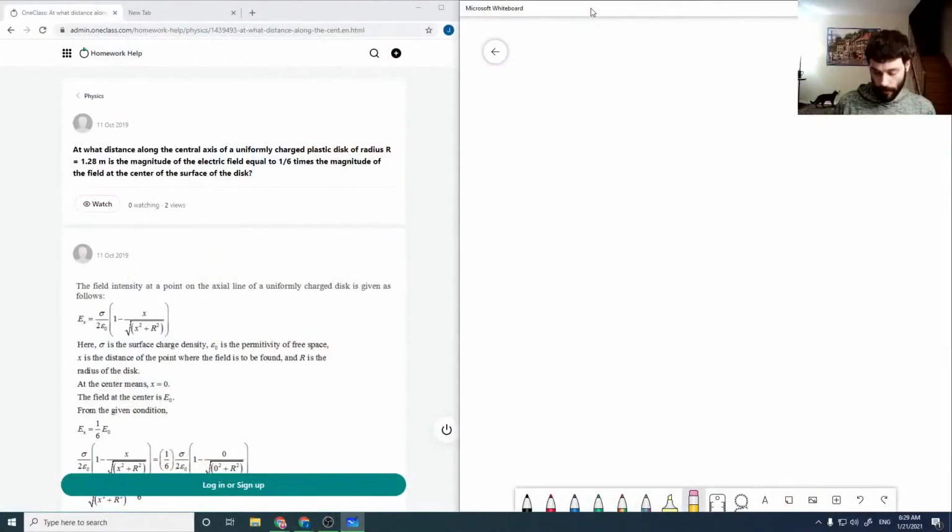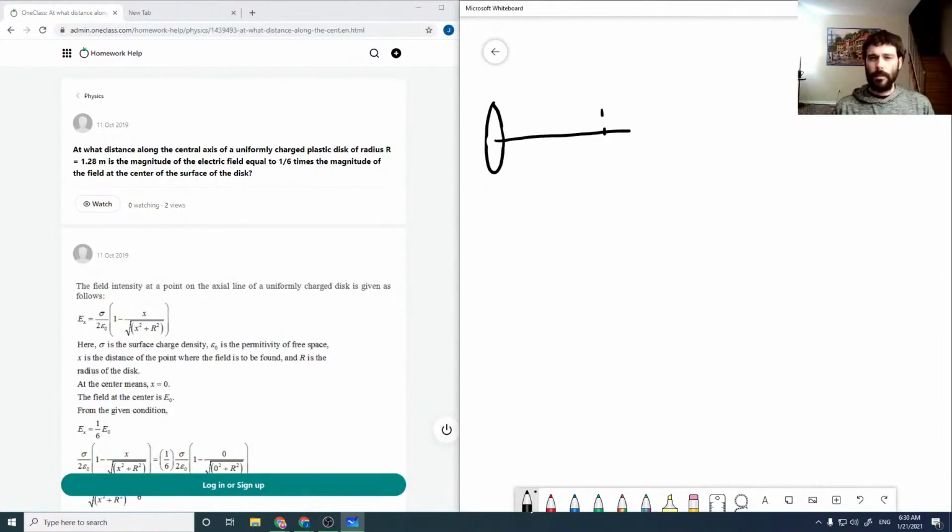So here we have our first question. At what distance along the central axis of a uniformly charged plastic disc? So we have a disc, and it's asking... let's try to draw straight lines.